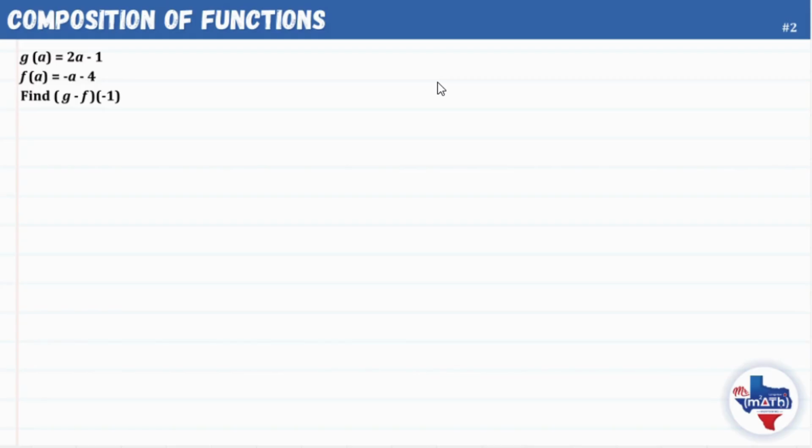Let's take a look at the problem that we have today. We have a function g of a equals 2a minus 1. We have a function f of a, which is equal to negative a minus 4. And we want to find the composition of g minus f of the value negative 1. So we'll begin by finding this, g minus f.